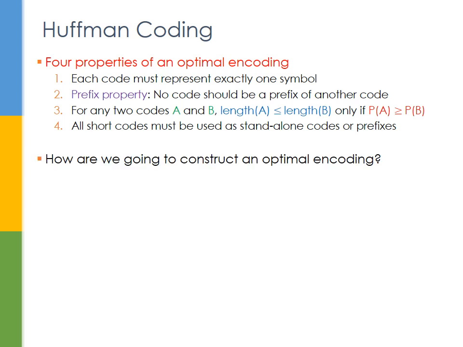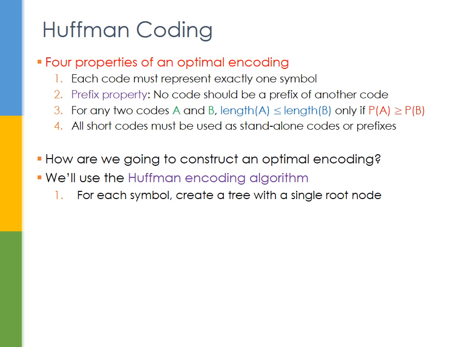So those are the 4 properties that must be satisfied for us to have an optimal encoding. And now the question arises, how are we going to construct such an optimal encoding? What we'll be using in this lecture is what's referred to as the Huffman encoding algorithm to generate a bit-based encoding of a set of symbols with associated probabilities.